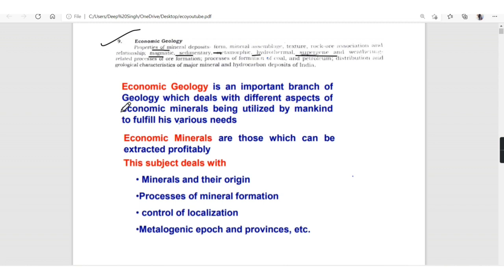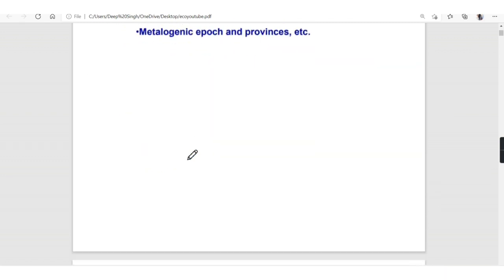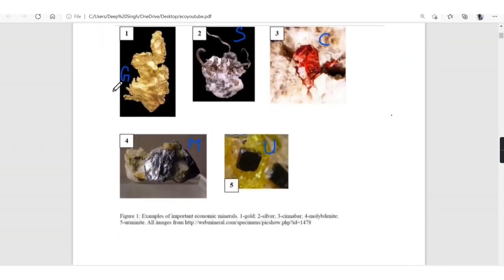What is economic geology? It is a branch of geology which deals with the economic minerals which can be profitable or extracted for the profit of humankind. ठीक है, हमारे इंसानों के यूज के लिए हम जो मिनरल्स को एक्सट्रैक्ट करते हैं, माइन करते हैं, वो पार्ट जो है इकोनॉमिक जियोलॉजी के अंदर आता है. And the minerals which can be profitable to us are called economic minerals. Okay, so these are gold, silver, cinnabar, molybdenite and uraninite.